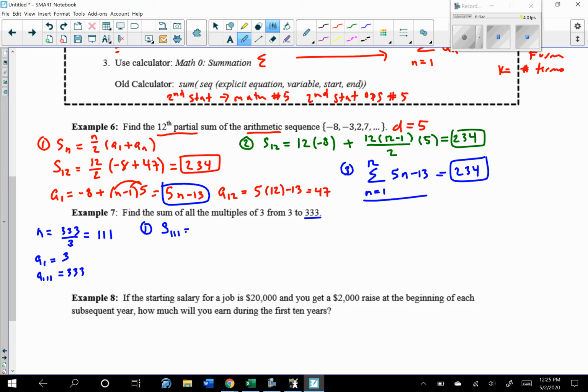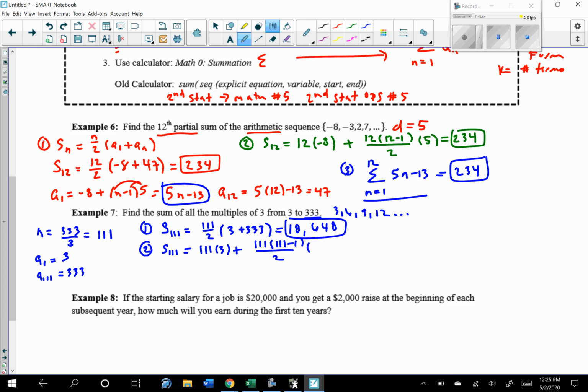So S of 111 is equal to 111 divided by 2 times 3 plus 333, which gives me 18,648. If I wanted to use the second formula, I could. In this case, S of 111 is equal to 111 times 3 plus 111 times 111 minus 1 over 2 times the common difference. And of course, if these are multiples of 3, so 3, 6, 9, 12, etc., so 333, then we can see that the common difference is 3. So if you plug this in, you would also get 18,648.